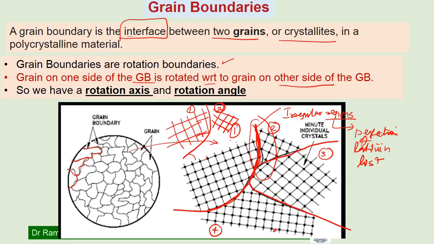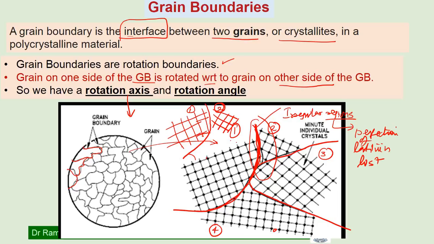So now when I say the grain on one side is rotated with respect to the other side, that means there are two terms which will be known to us, which can be termed here with this rotation. One of them is the rotation axis, the axis around which these two grains are rotated. And second is the rotation angle, that is, what is the angle of rotation between the two grains.